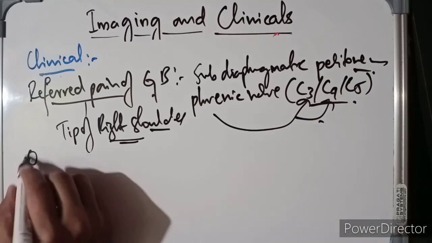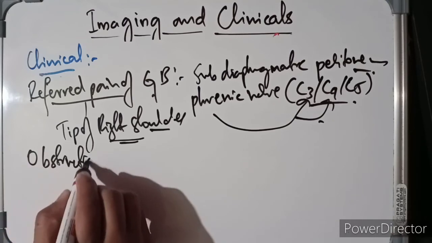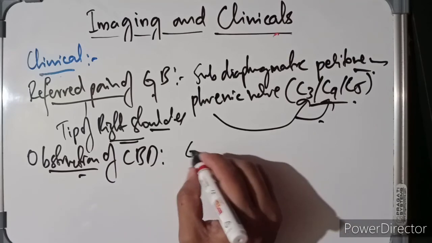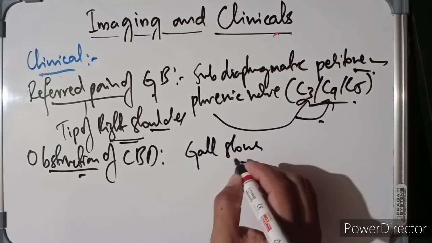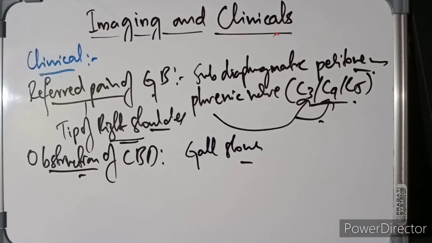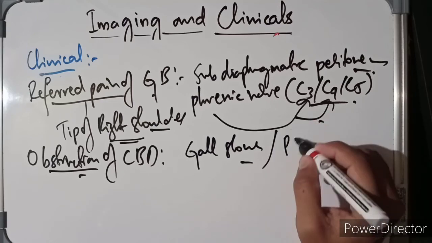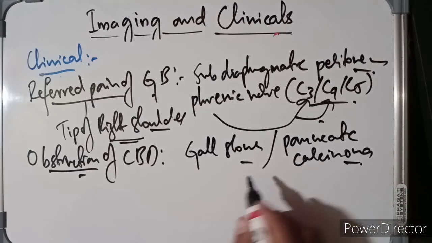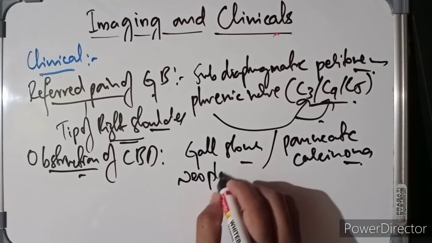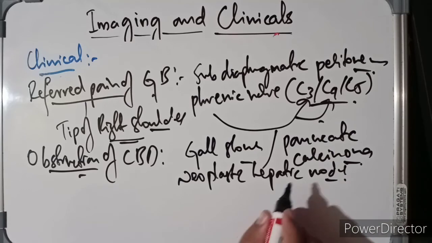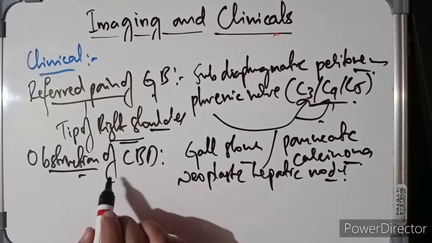Now coming to obstruction of the common bile duct. The obstruction of the common bile duct is usually due to gallstones, and it may also be due to pancreatic carcinoma, or due to enlarged neoplastic hepatic lymph nodes. So it causes obstruction to the bile flow, which may lead to jaundice.